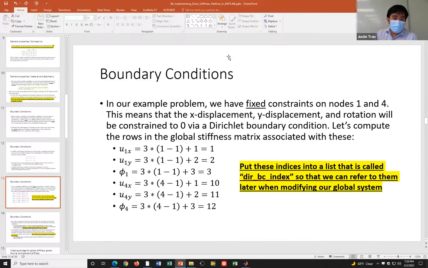Let's start with the Dirichlet boundary conditions. We're applying fixed constraints on nodes 1 and 4. That means the X displacement, the Y displacement, and the rotational degrees of freedom for nodes 1 and 4 are completely constrained, so they're set to 0. Let's compute which rows in the matrix correspond to these degrees of freedom. Node 1 is pretty easy: that's just the first 3 rows, the U1X row, the U1Y row, and the theta 1 row.